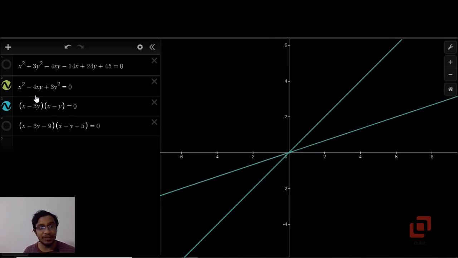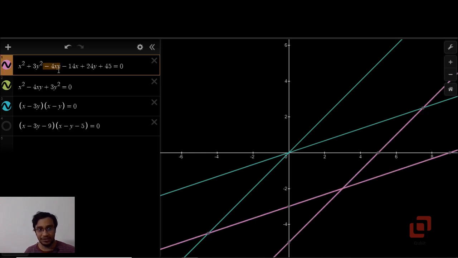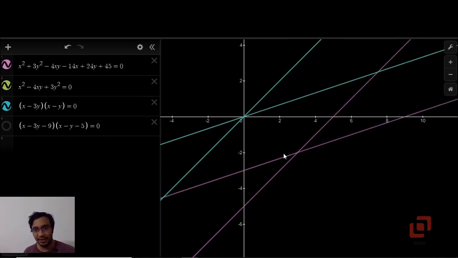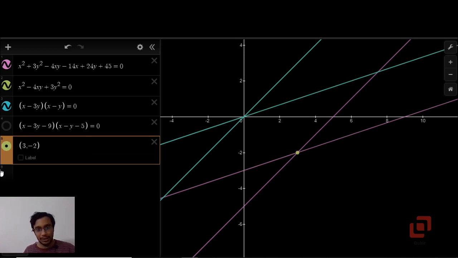And now I've plotted option A, that is x squared plus 3y squared minus 4xy. So this was the only thing that we looked for, the value of 2h, which is minus 4. Minus 14x plus 24y plus 45 equal to 0, and you can see that these lines are parallel to the blue lines. And they intersect at the given point 3 comma minus 2, the green dot there.